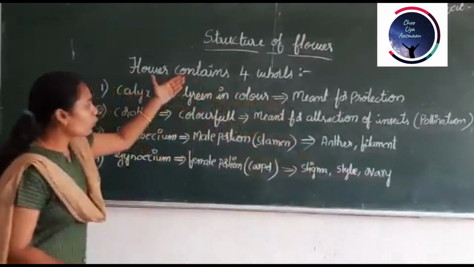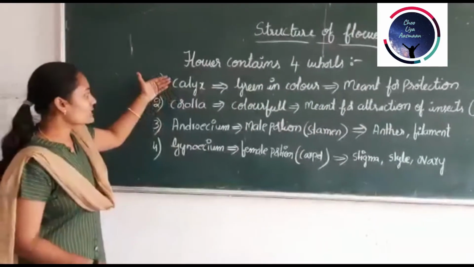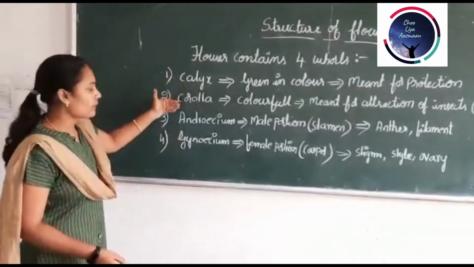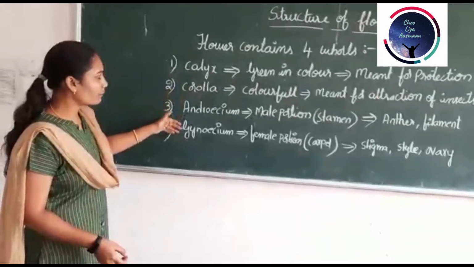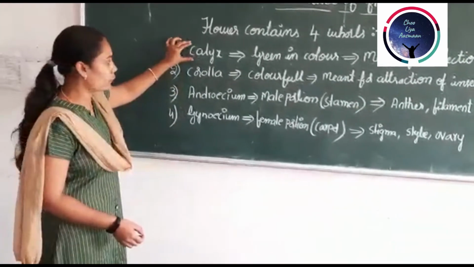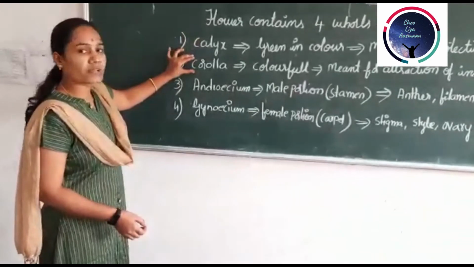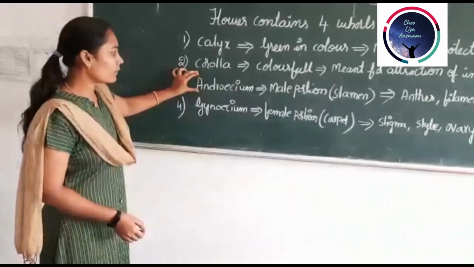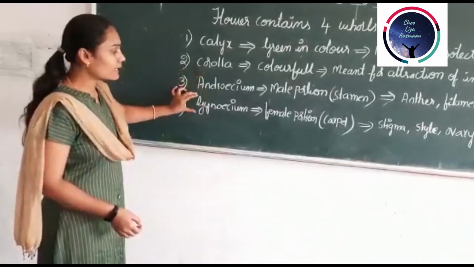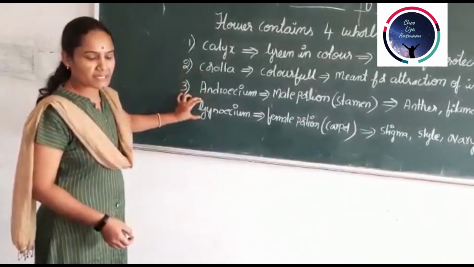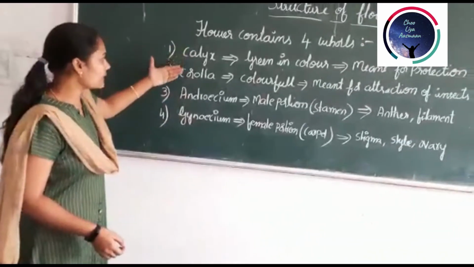These are the 4 whorls of a flower: calyx, corolla, androecium and gynoecium. Calyx is meant for protection, corolla is meant for attraction, androecium will have the male sex cells, and gynoecium will have the female sex cells. This is the theoretical part.